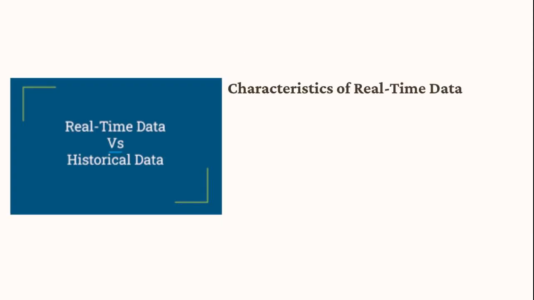Some characteristics of real-time data include timeliness. Real-time data is generated and processed instantly, often within milliseconds. Continuous flow. It arrives in a steady stream from various sources. Action-oriented. It's used for tasks that require immediate decisions or responses.